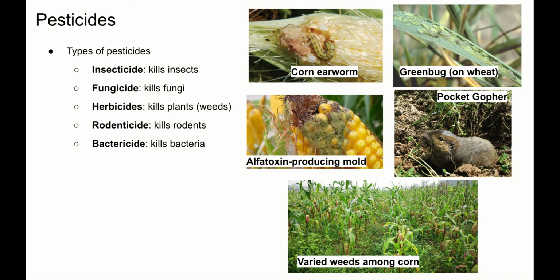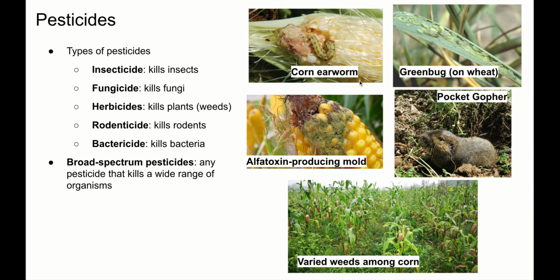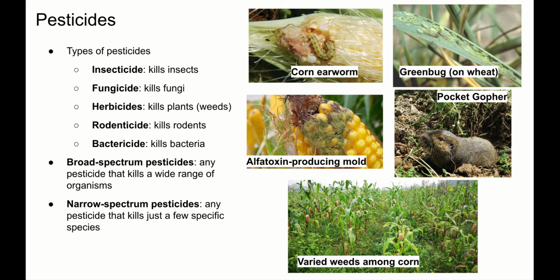There's another way that we classify pesticides based on what they kill. It's based on how many things they kill. A broad spectrum pesticide is any pesticide that kills a wide range of organisms. For example, a broad spectrum insecticide might kill corn earworms and kill green bugs. We can spray it indiscriminately on our corn and wheat crops, and it'll kill all of the insects that are sitting on those crops. A narrow spectrum pesticide is a pesticide that kills just a few specific species. So maybe it just kills green bugs and their close cousins, or just kills corn earworms and their close cousins.